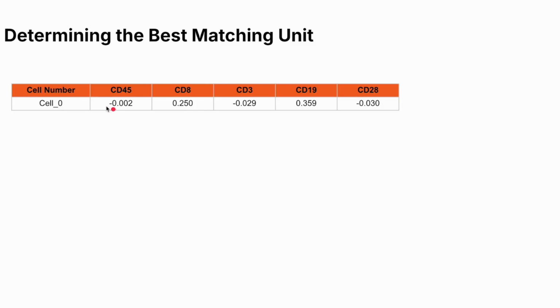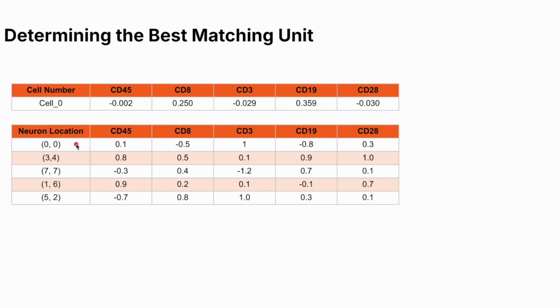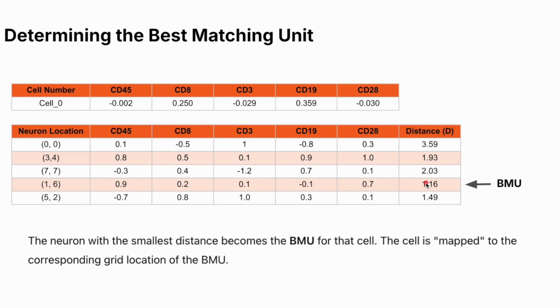So ultimately, for cell number 0, what we're trying to find is the lowest distance, so the best matching unit. For all those neurons, 0, 0, all the way through 64, we're just showing a subset here. Each one of them has a distance value, 3.59, 2.03, 1.16. And what we do is we find the best matching unit. The neuron with the smallest distance becomes the best matching unit for the cell. That cell is mapped to the corresponding grid location of the best matching unit, and then we rinse and repeat through all 180 cells, and we keep updating and aligning and making sure that this gets accurately captured.